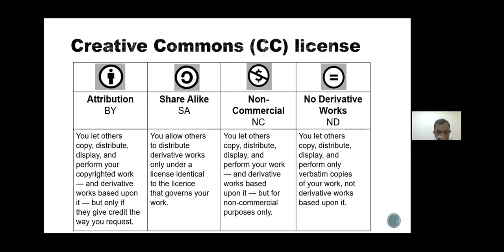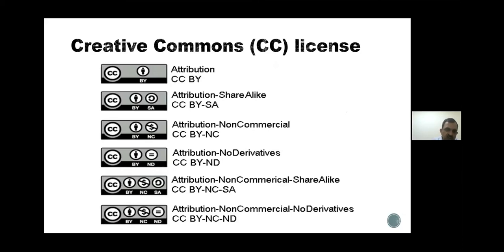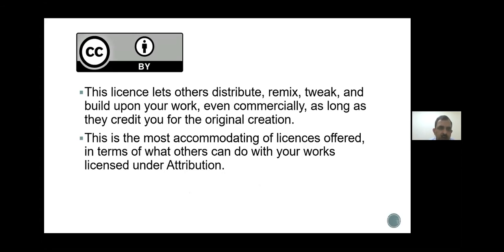So these are the four symbols which are basically being used, and they have created six types of licenses: Attribution CC BY, Attribution Share Alike CC BY-SA, Attribution Non-Commercial CC BY-NC, CC BY-ND, CC BY-NC-SA, and CC BY-NC-ND. This CC BY-NC-ND is the most restrictive license, and CC BY comes with maximum freedom, right?